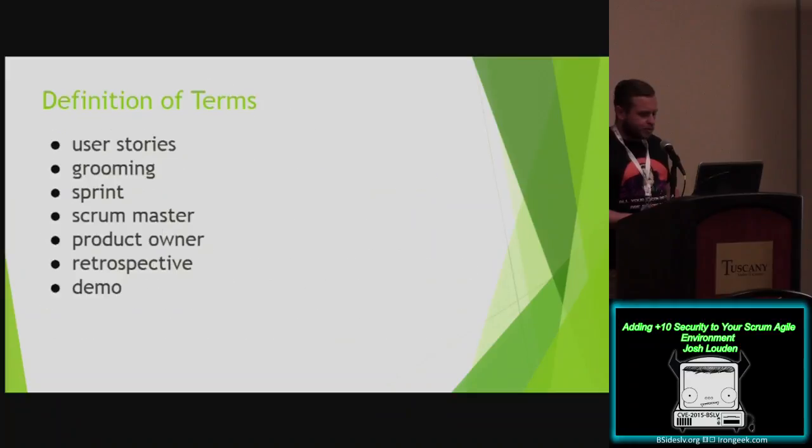Some general terms. User stories. A short description of a specific task to get a desired outcome. So as X, I want Y, so that Z. So as a user, I want to be able to log in and quickly print a client report, or as a remote user, I want to be able to VPN in and connect from home. Grooming, so defining the acceptance criteria and user stories of specific tasks. So what are the requirements?